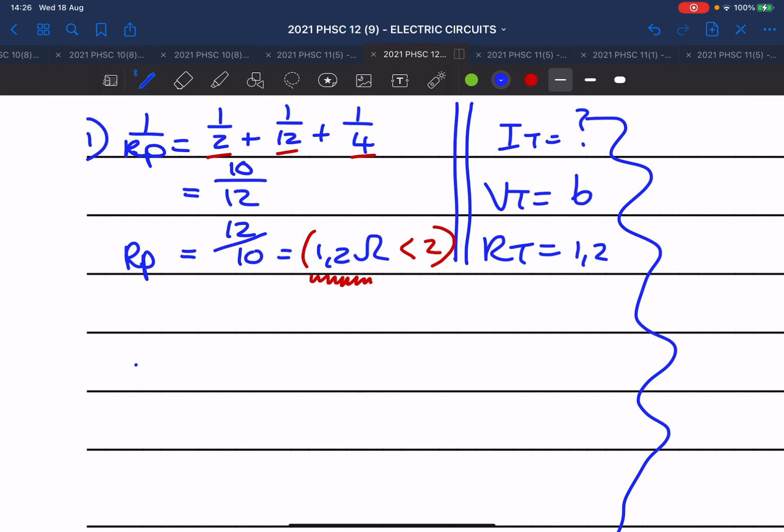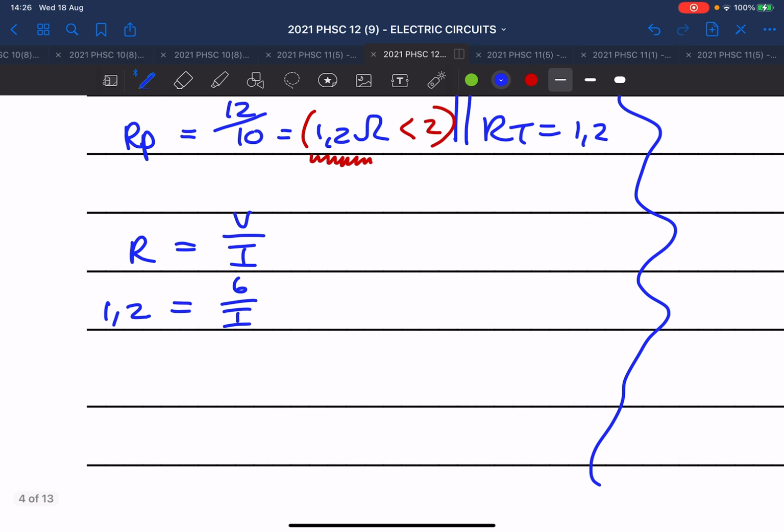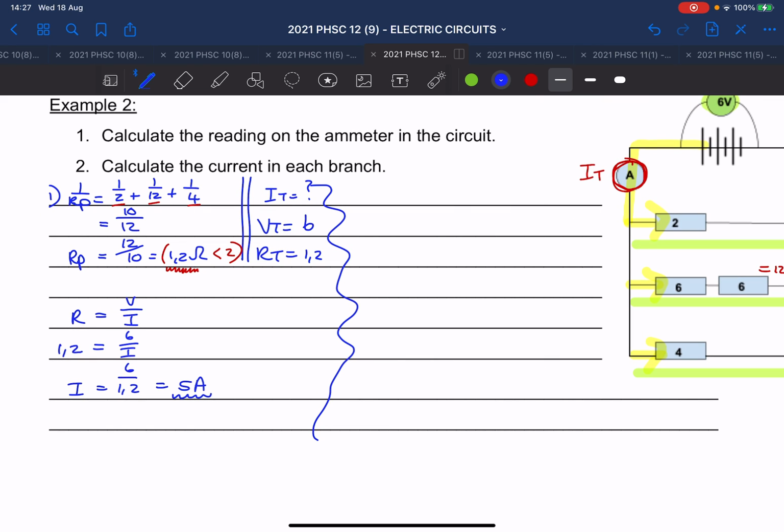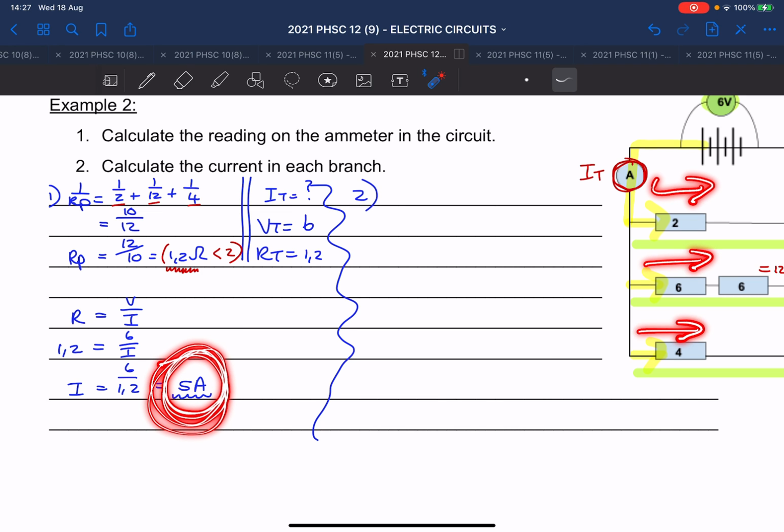Okay, so now we go. Resistance is volts over current. Our resistance we calculated as 1.2. Our volts is 6, and we want to calculate the current. The current is underneath. We don't like it there, so we crisscross to get it to the top. And you get I is 6 over 1.2, and you get 5 amperes. Now the next question, question 2, they ask, calculate the current in each branch. So it means we have 5 learners, and we want to know how many learners choose tourism, how many choose accounting, how many choose business.